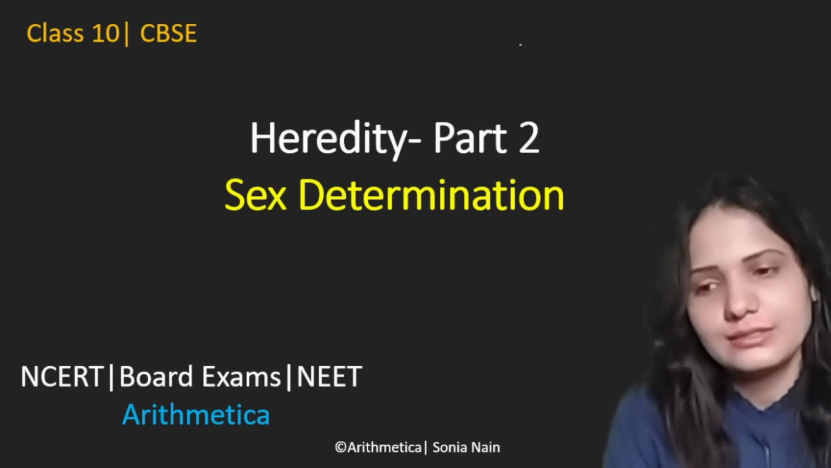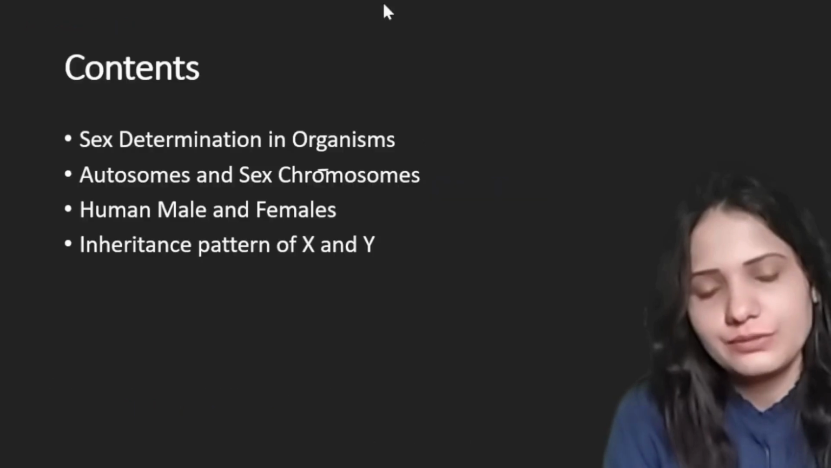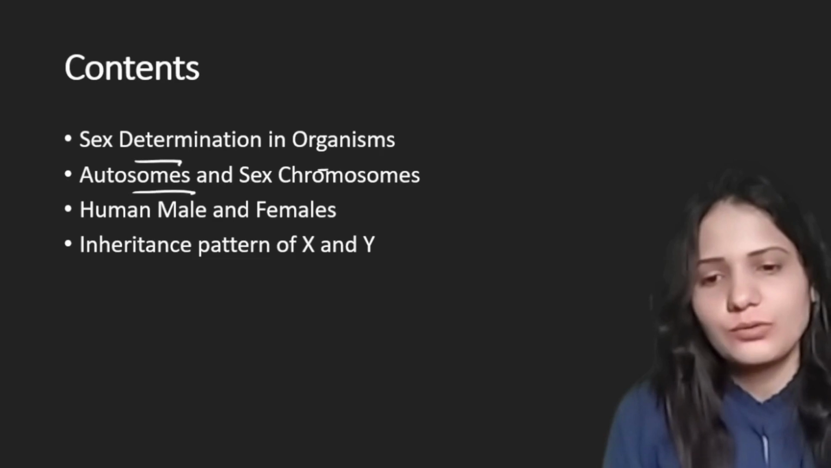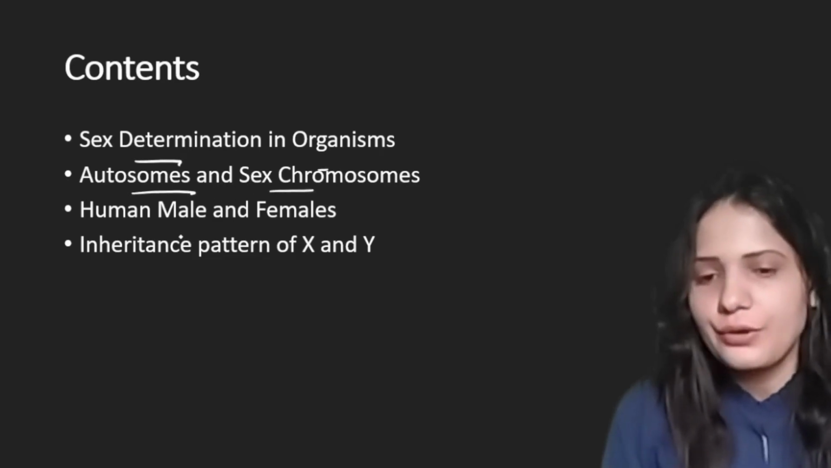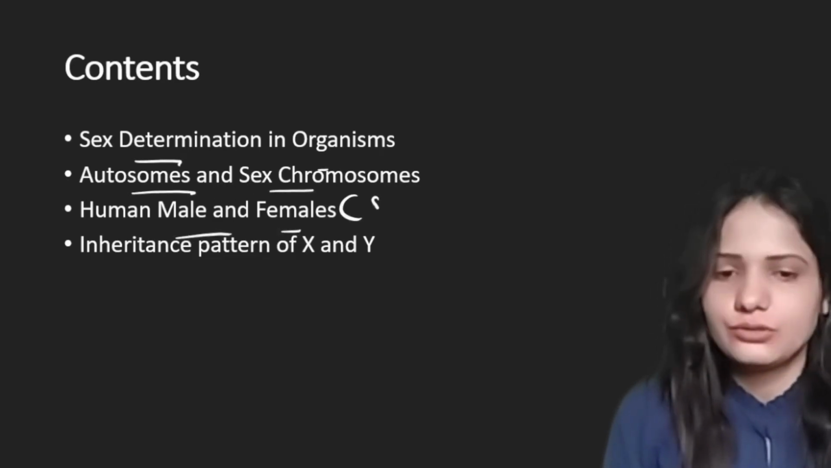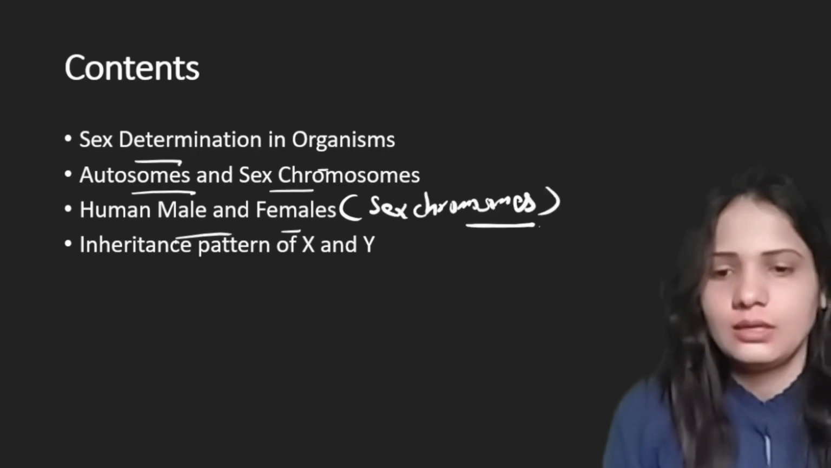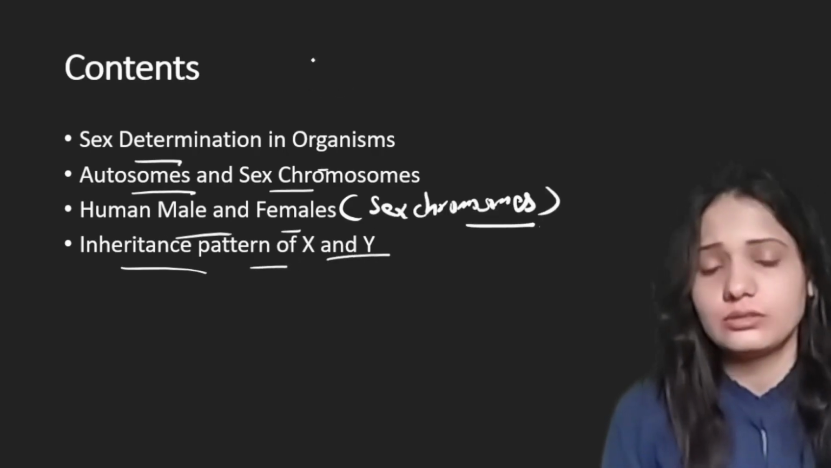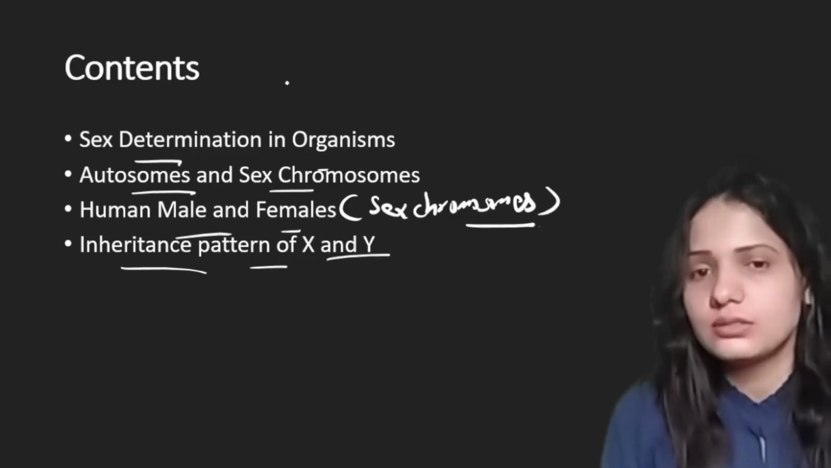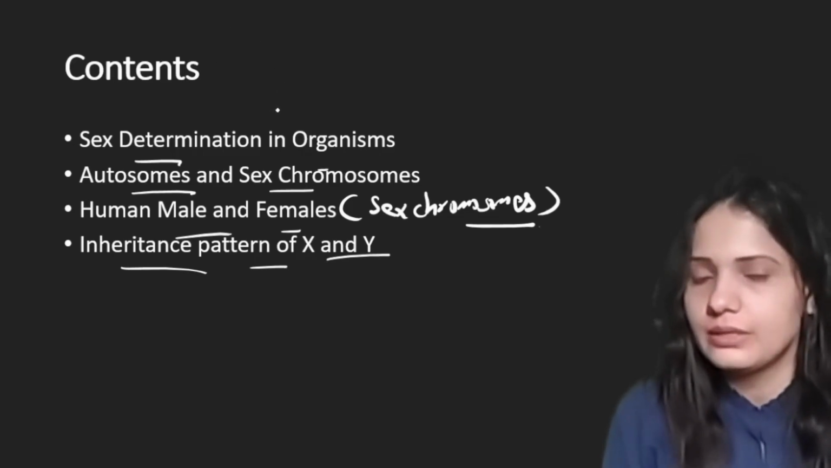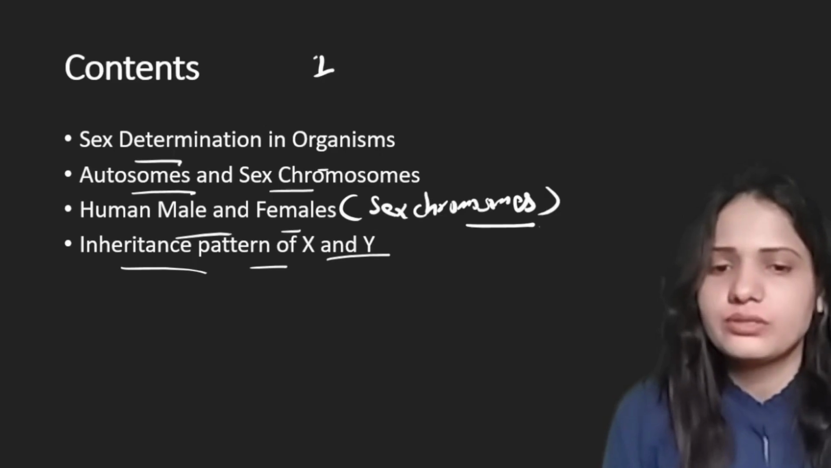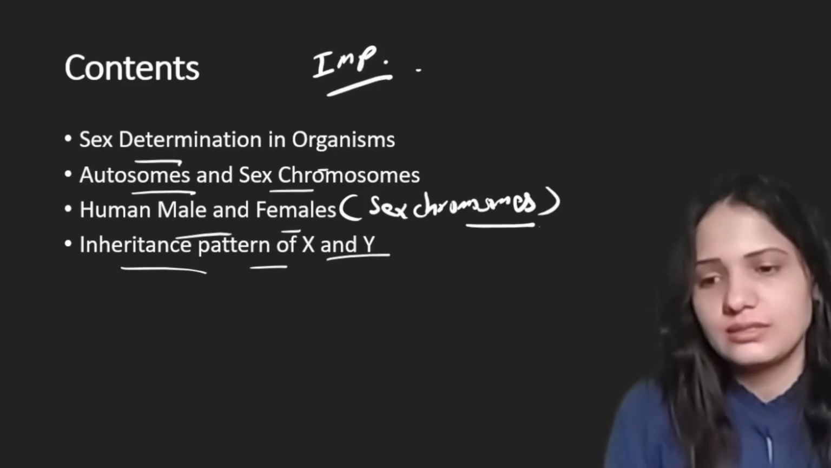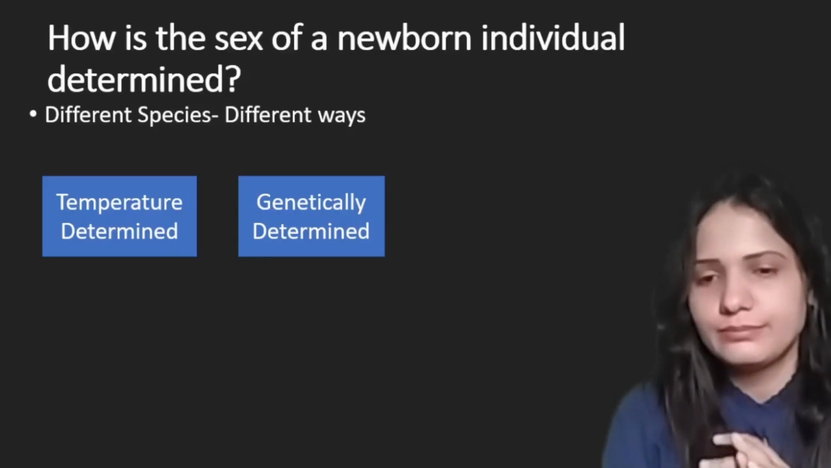First we have the content of today's video. In today's video we are going to cover sex determination in organisms, then we will see autosomes and sex chromosomes, human male and female, configuration of sex chromosomes, then inheritance pattern of X and Y chromosomes. These are the topics considered under sex determination in human, and this is an important topic for your examination. I'll try to make you understand this in a very simple and easy way.